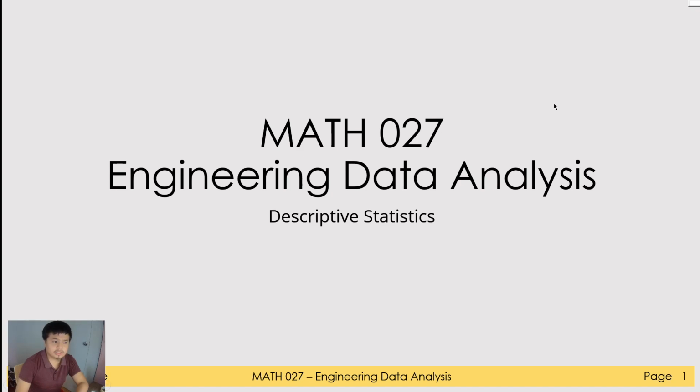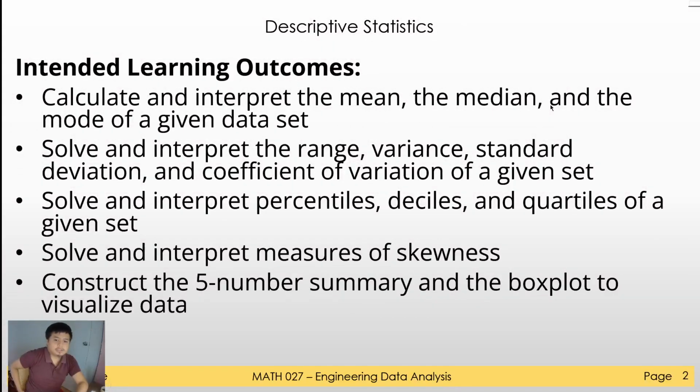What are the intended learning outcomes? We have a variety of intended learning outcomes. In general, we want to determine the mean, median, and mode of a given data set, as well as the range, variance, and the standard deviation, and even a coefficient of variation. Solve and interpret the percentiles, deciles, and quartiles of a given data set. Solve and interpret the measure of skewness. Construct the five-number summary and the box plot to visualize the data.